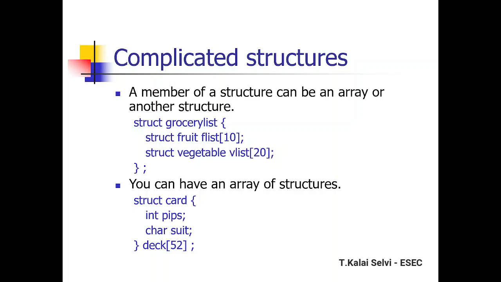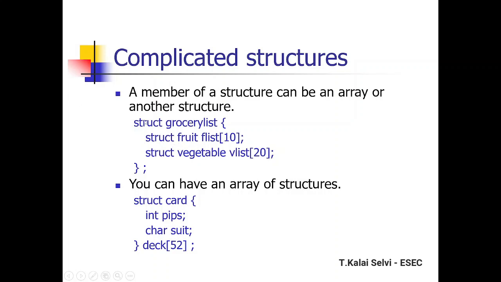Complicated structures. Here we can have a structure within a structure, that is a nested structure, and also the concept of an array of structures. These are all said to be complicated structures. A member of a structure can be an array or another structure.